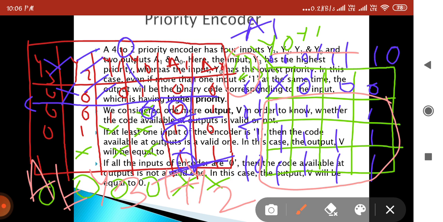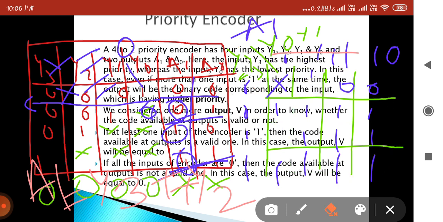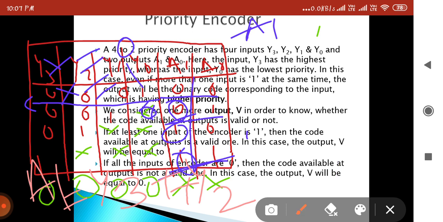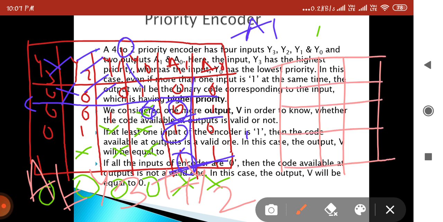In the same way, I am going to write the K map for A0. The K map for A0, you have to try at home. I'm just writing how the K map will come. This is the K map, with 1 2 3 4 and one more.